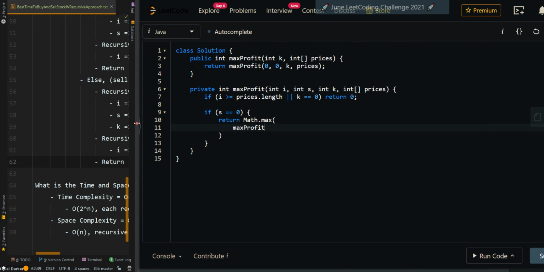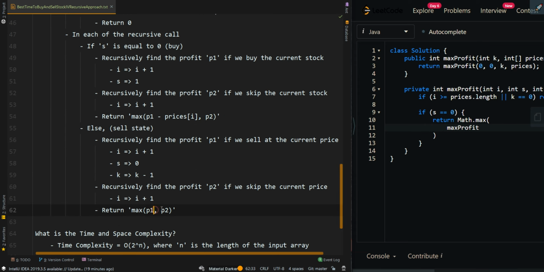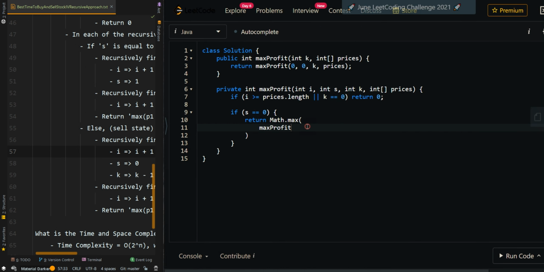Oh, there's one more thing we need to do. Because after we buy at the current stock, we need to decrement by the current price. And then if we sell at the current stock, we want to increment by the current price. Now let's go back to the code.